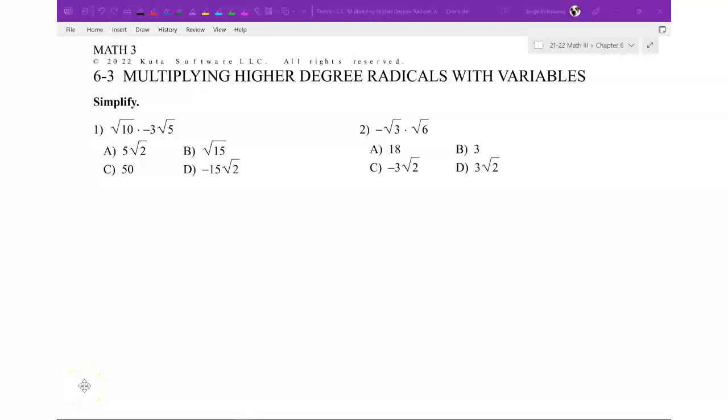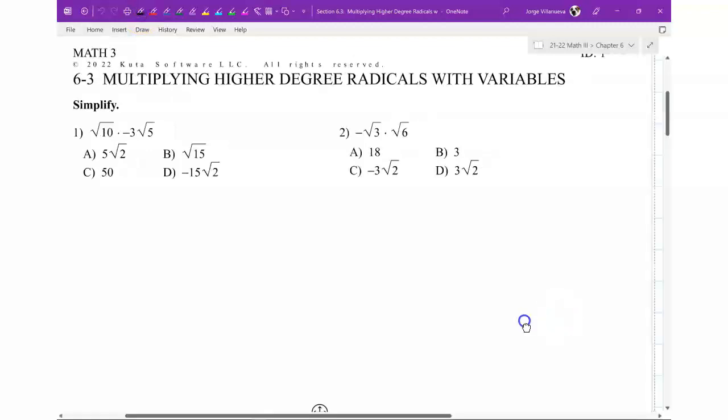All right, so again, section 6.3, multiplying higher degree radicals with variables sometimes. You can see the first two don't have any, but they are supposed to have some variables at times. Now, I want you guys to notice when we multiply radicals, let me just show you a tiny bit of notes that you do need for this.